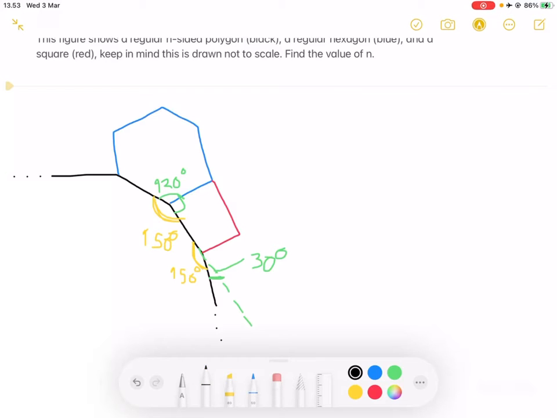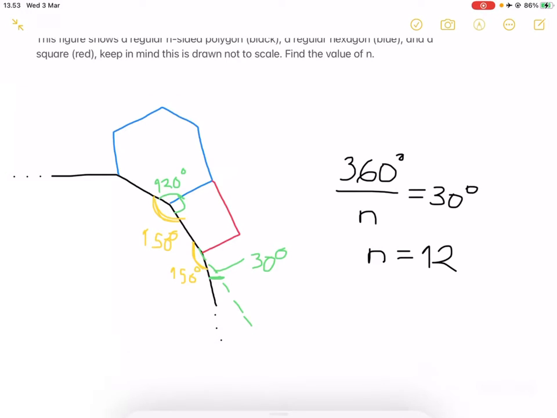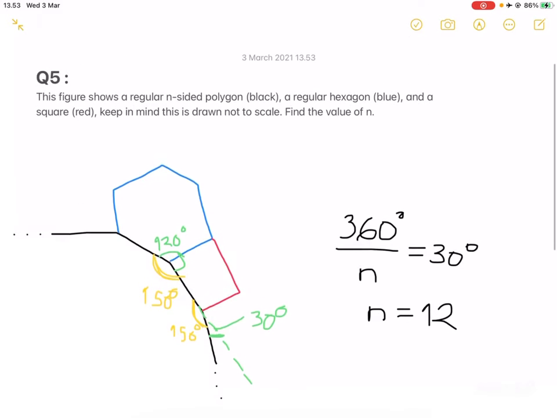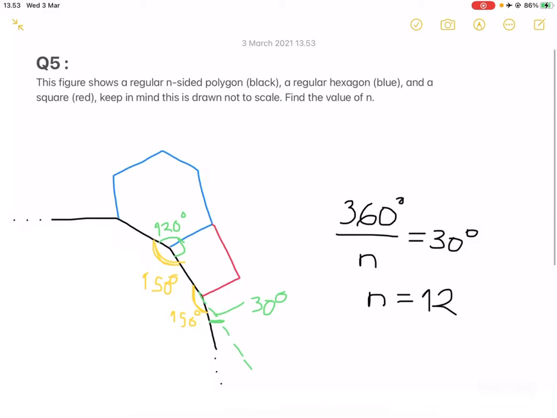And using the formula that the size of each exterior angle in an n-sided polygon is 360 degrees over n, and since we know this is 30 degrees, we can form this equation and solve for n, which is 12. So in fact, this polygon has 12 sides. Alright, so that's the fifth question. Let's jump into the sixth and final question.